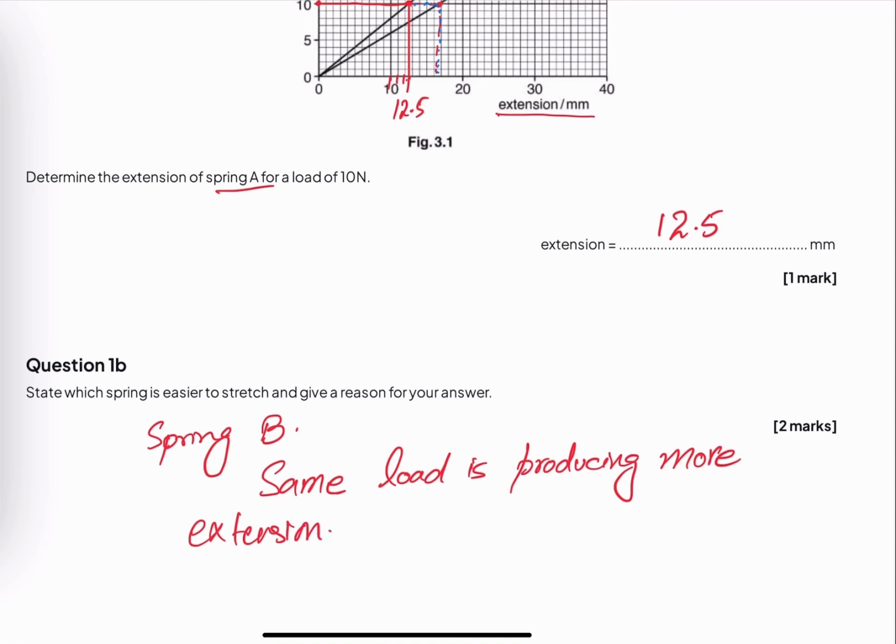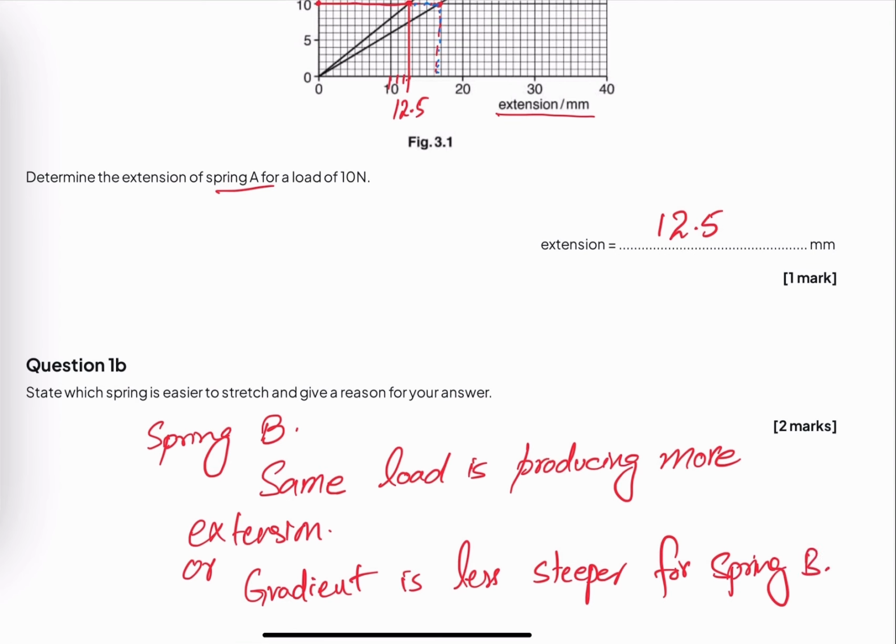Okay, second answer, we can write the slope of the graph. The slope or gradient is less steep for spring B. Gradient shows the spring constant, so when it has a lower value of spring constant, it's easier to compress or stretch.